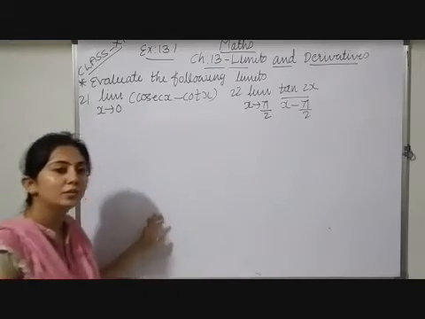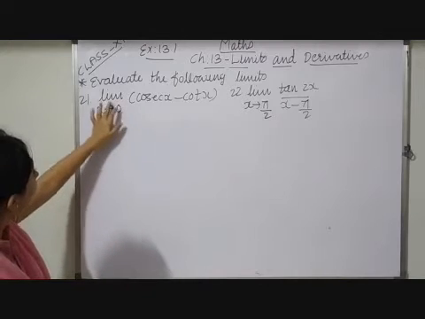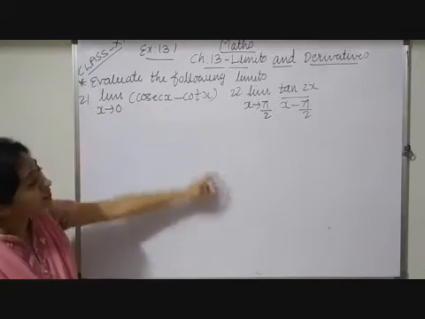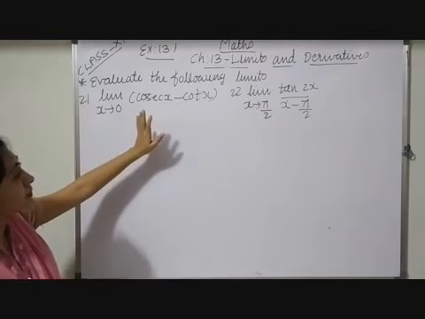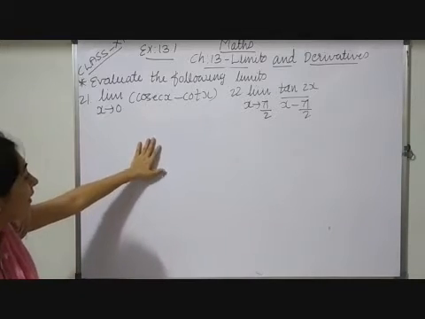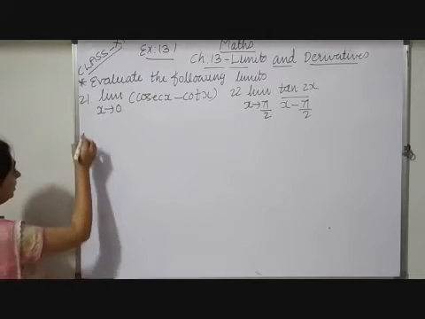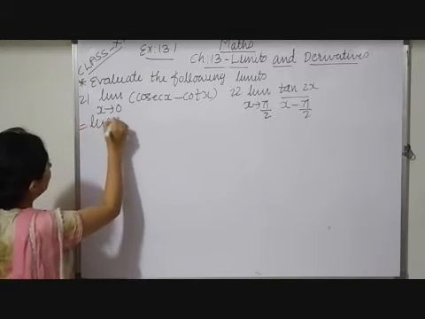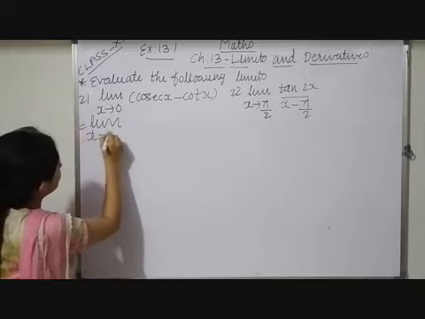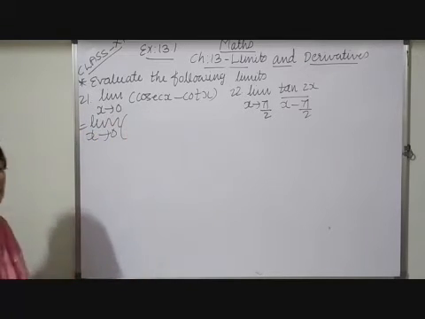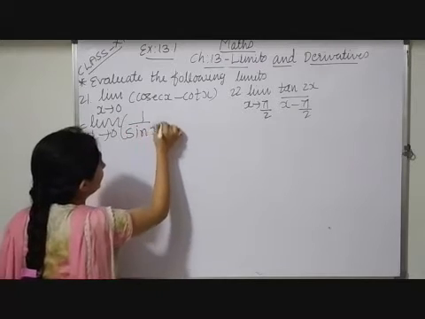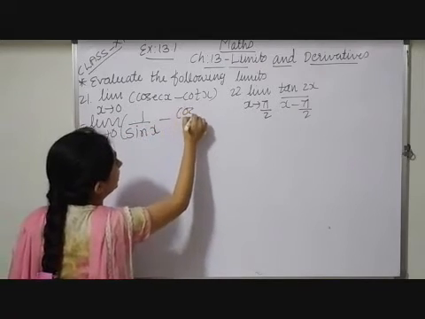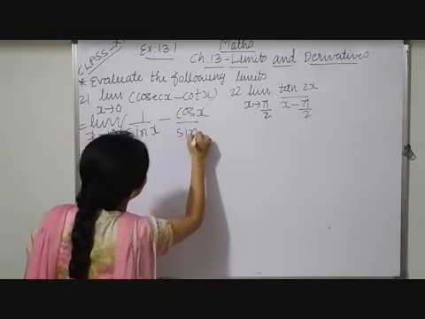Now children, observe this question which is given here. Limit x tends to 0 of cosec x minus cot x. Again, if I apply a direct limit, you may observe this form is not defined in mathematics. So some mathematical manipulation is required here. So we take limit x tends to 0. In place of cosec x, I can write 1 upon sin x because it is the reciprocal of sin, minus, in place of cot x, we can write cos x upon sin x.